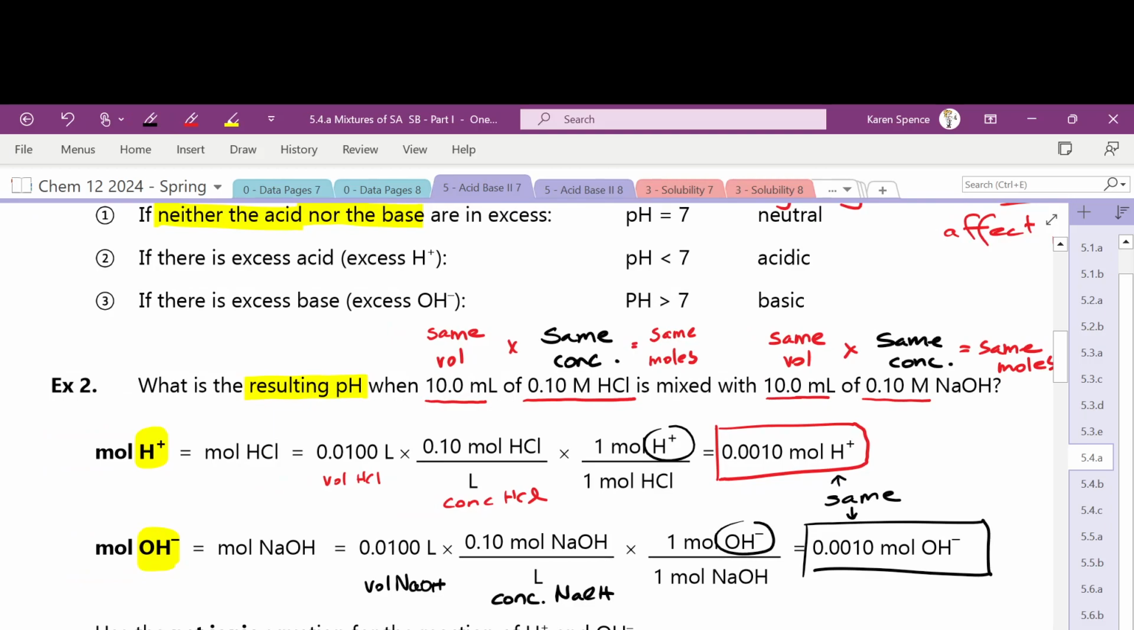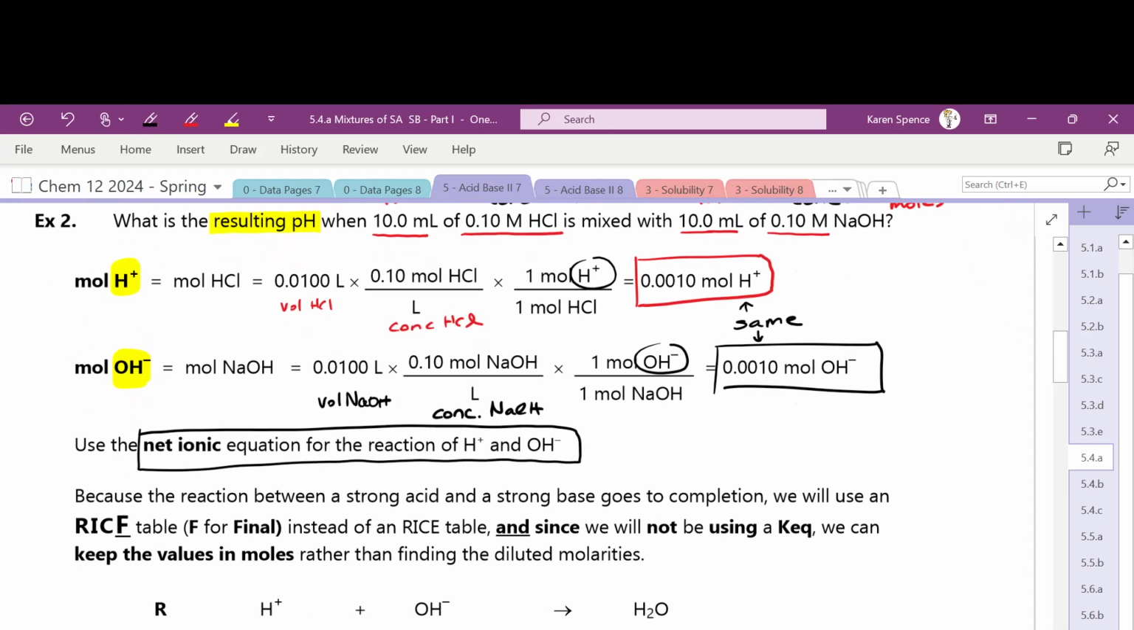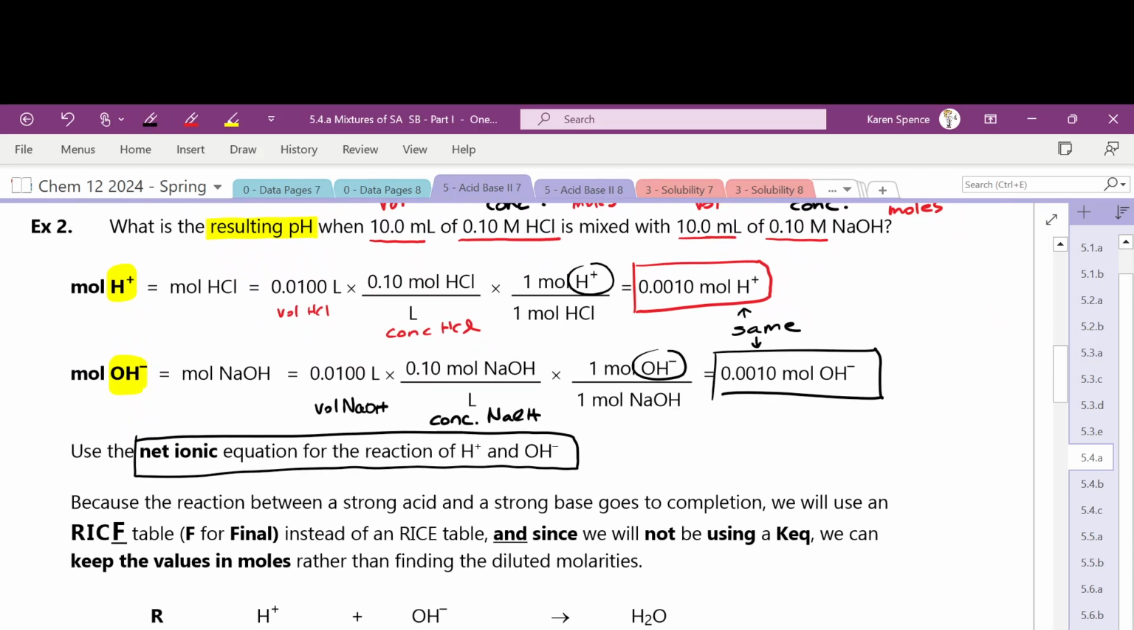But like I said, we're going to prove this. We're going to go through all the math, and then we're going to do it for a situation where it's more complicated. Okay? We are going to use the net ionic equation for the reaction of H plus and OH minus, which is going to be the same no matter what strong acid, strong base combination we use. Yes? So let's take a look at this.